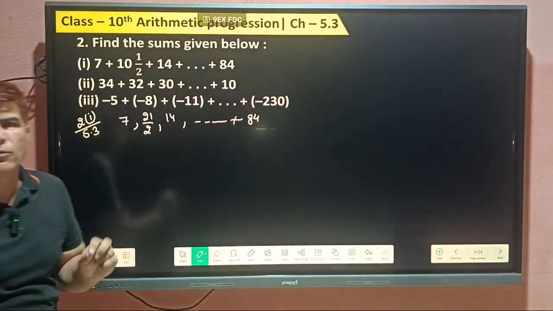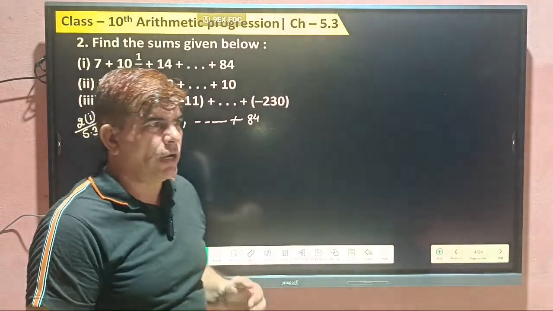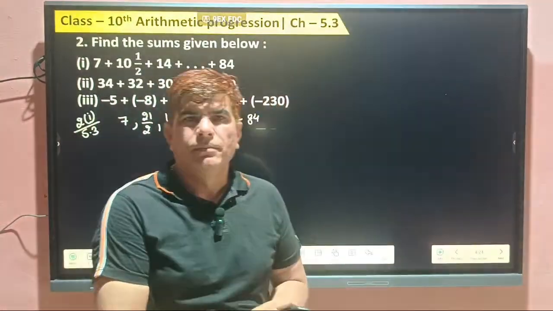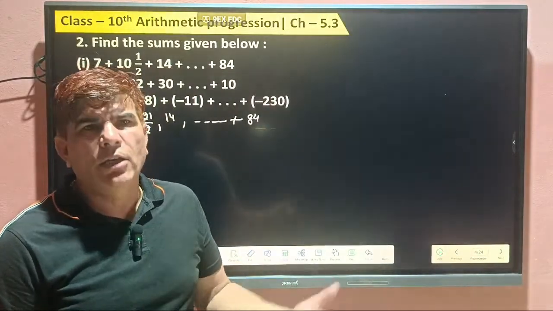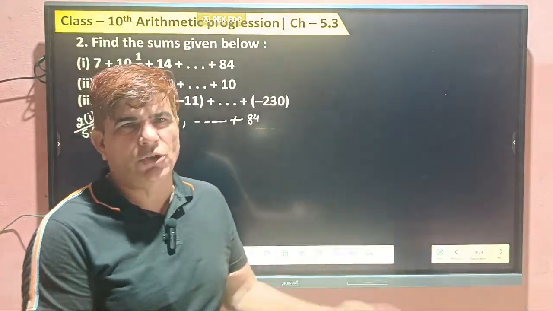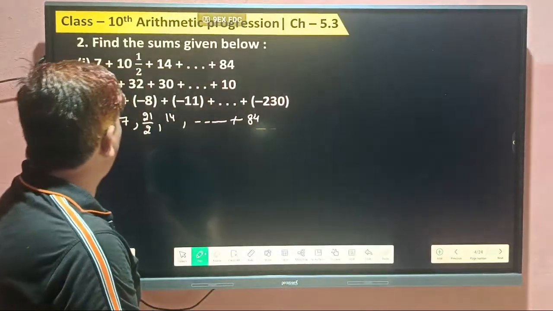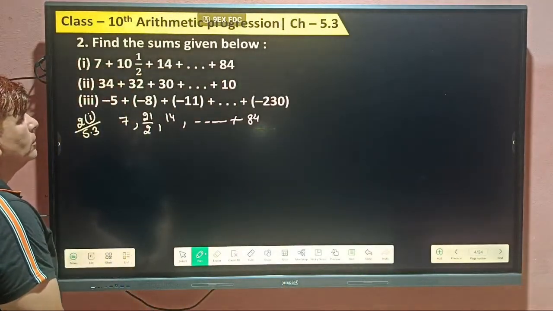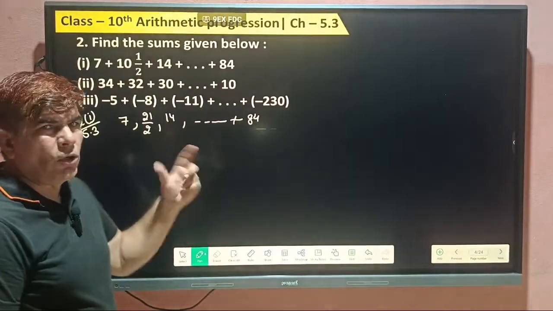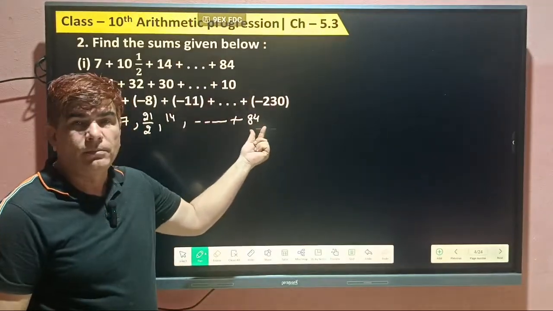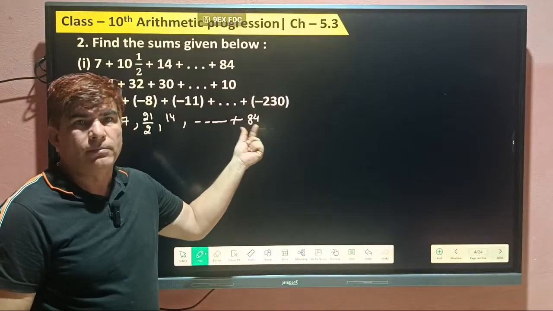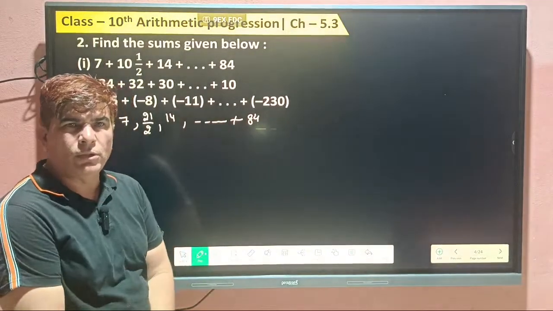In the first question, what did we have to do? We had to find out Sn, meaning the sum of the first n terms of the given AP. What's the difference between question number 1 and 2? Here, what do we have to find out? N is not given. The last term is given. So how can we find it?